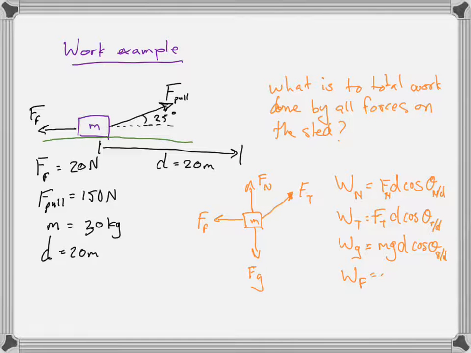F is the magnitude of the frictional force, times the magnitude of the displacement, times the cosine of the angle between the frictional force and the displacement. The N/D is just a shorthand that I'm writing for the angle between N and D, the angle between T and D. Okay. I've carefully drawn the arrows on the diagram, right?